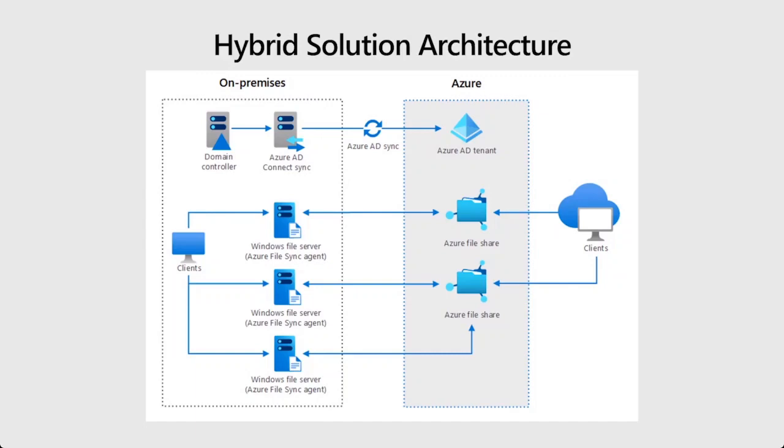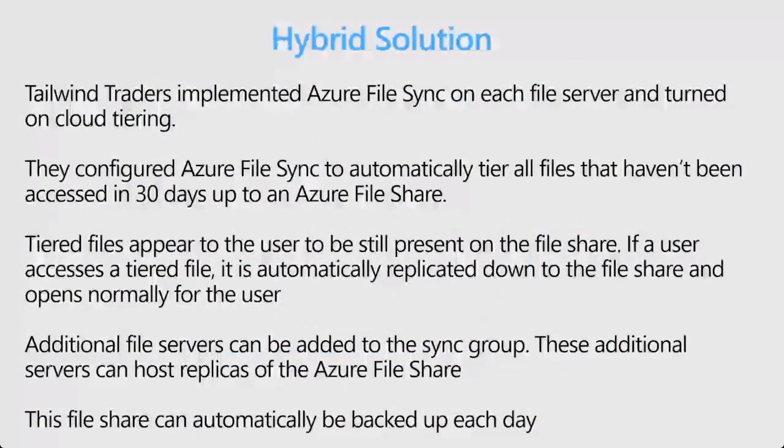If Tailwind Traders implements Azure File Sync, they can turn on cloud tiering, and they could turn on Azure File Sync to automatically tier any file that hasn't been accessed for 30 days. So with OneDrive, you've got to do it manually. You've got to say, hey, let's put this folder up into the cloud. With Azure File Sync, it'll say, hey, you haven't touched this for 30 days. Bang, I'm automatically going to tier that for you. And if you're a user accessing that file on the file share, you've got no idea whether or not it's been tiered. But if you try and open it, it syncs back down from the cloud and then opens normally.